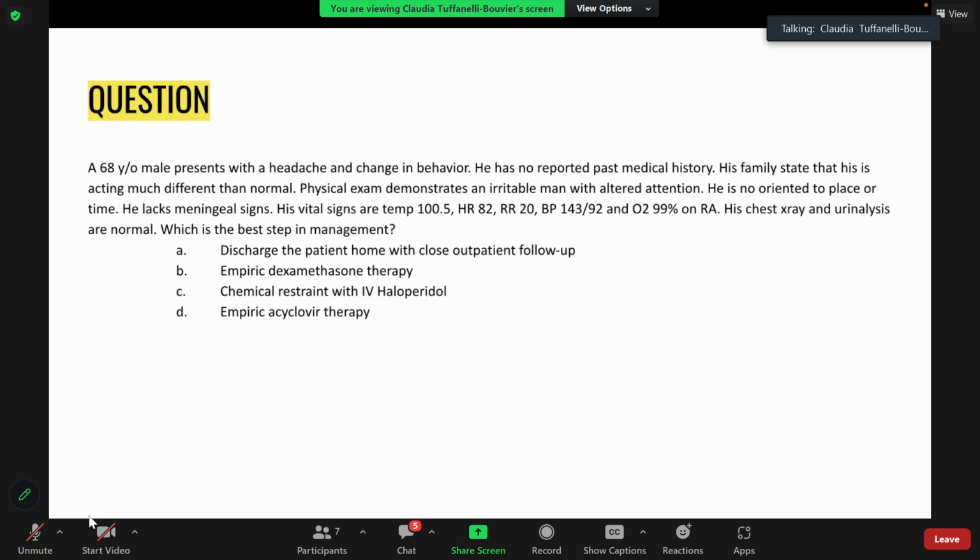His vital signs: he has a temperature of 100.5. His heart rate is 82. Respiratory rate is 20. Blood pressure of 143 over 90. So O2 sat is 93%, 99% on room air. Chest x-ray and urinalysis are normal. Which is the best step in management? A, discharge the patient home with close outpatient follow-up. B, empiric dexamethasone therapy. C, chemical restraint with IV haloperidol. Or D, empiric acyclovir therapy.